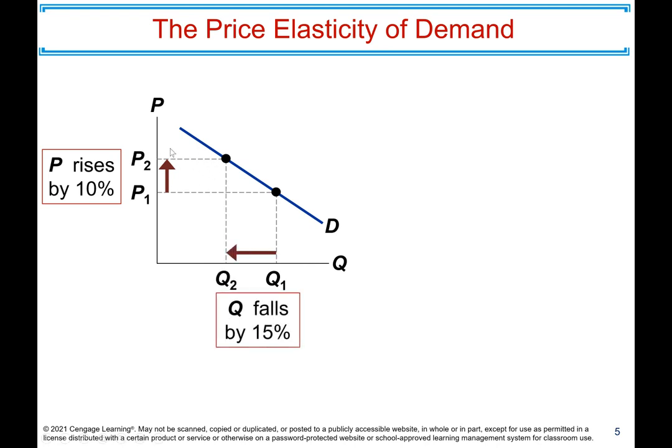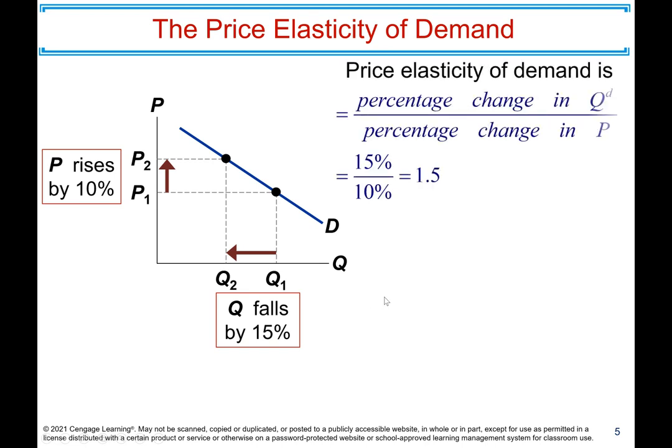Let us look at the graph of a demand curve. The price elasticity of demand is the percentage change in quantity demanded divided by the percentage change in price. In this case, quantity demanded falls by 15%, so 15% is the numerator. Price rises by 10%, and you divide 15 by 10, you get 1.5.